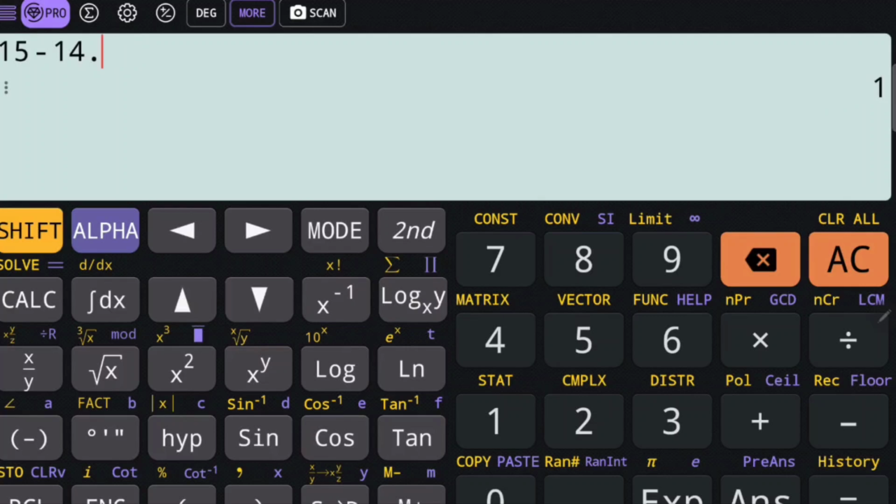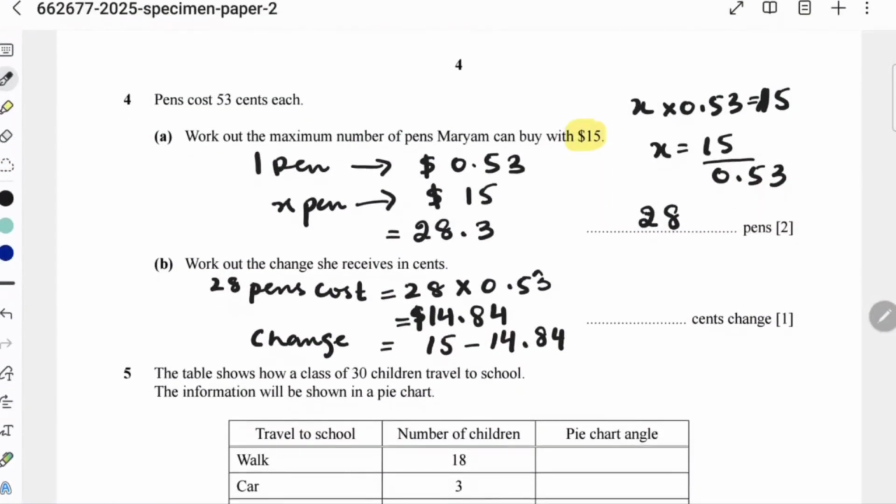Sorry, 14.84. So that is $0.16. Okay, $0.16. They're asking you to write in cents, so it will be 16 cents change.